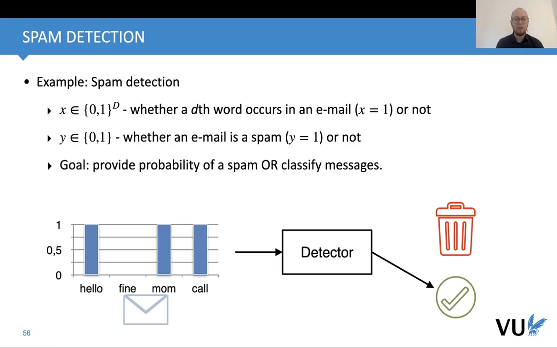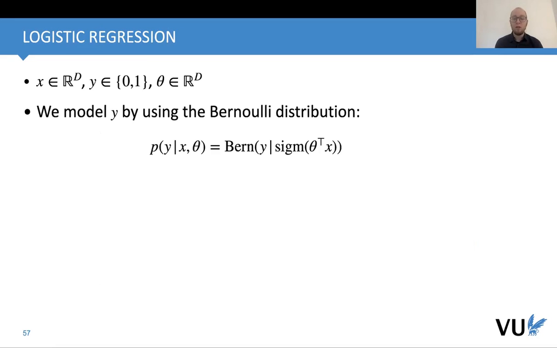We can express a message as a set of binary random variables, for instance, whether a word occurs or not. Then, of course, our decision is whether this is spam or not. The goal is to provide the probability of spam, or in general to classify messages. How can we formulate it? We will use our good fellow Bernoulli and represent it as a Bernoulli distribution. In the Bernoulli distribution, we have this probability of spam or not, so this is the variable y.